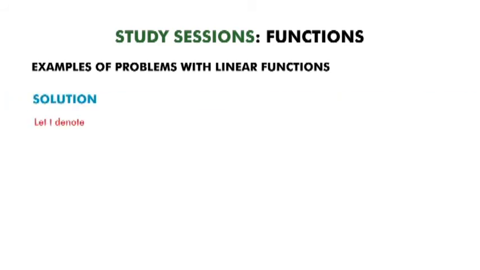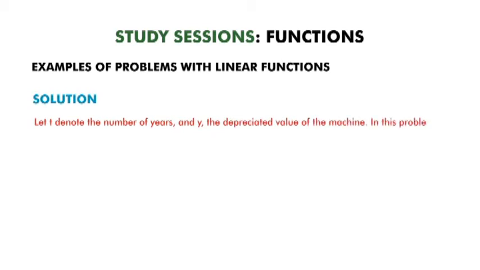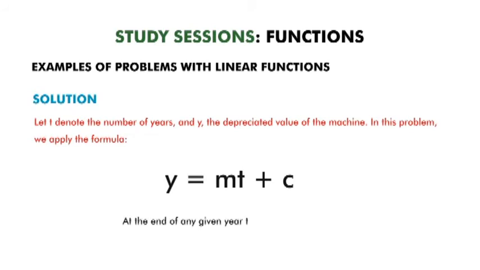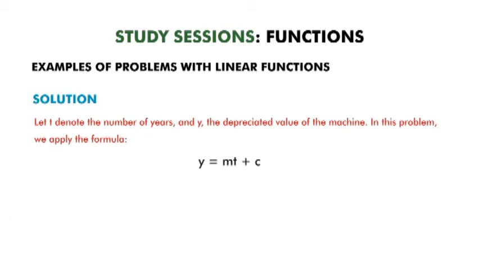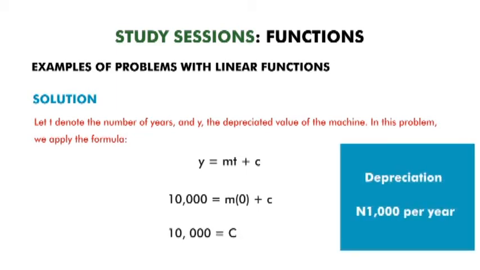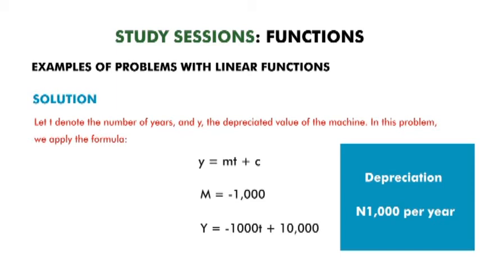Solution. Let T denote the number of years and Y the depreciated value of the machine. In this problem, we apply the formula Y equals MT plus C. At the end of any given year, T equals 0. The value is 10,000 naira. Y equals MT plus C. 10,000 equals M multiplied by 0 plus C. 10,000 equals C. Depreciation is 1,000 naira per year, and so M equals 1,000. Y equals 1,000 T plus 10,000.